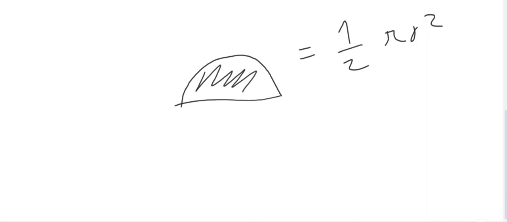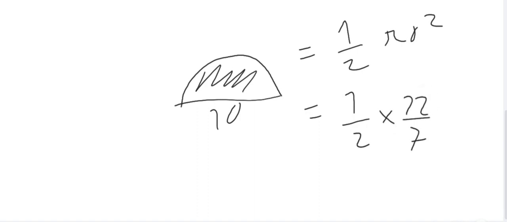What is the formula for finding the area of a semicircle? It is half pi r squared. As it's half the circle, it has half the area. And this is the area, so it is half that of a full circle. So, to find out the area of a semicircle with the diameter of 10 centimeters, I'll just use half times 22 by 7 times 5 square, as 5 will be the radius here.